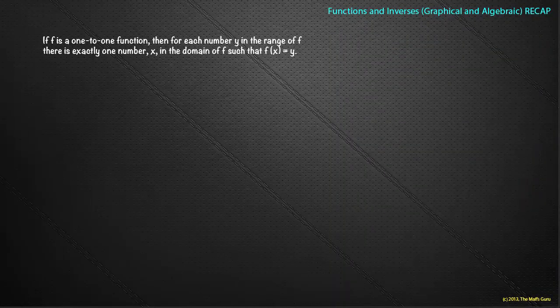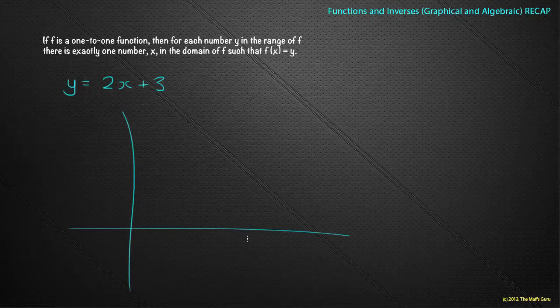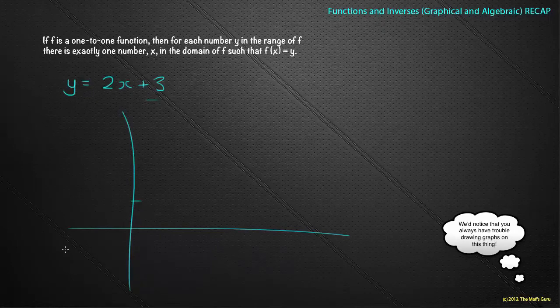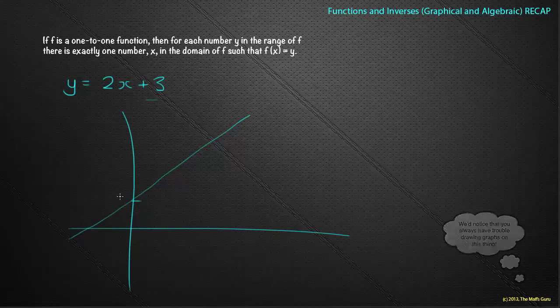Now, a one-to-one function is defined as: for each number y in the range of f, there is exactly one number x in the domain of f such that f of x equals y. Again, if it is a one-to-one function, then it will have an inverse. So that's quite important. As a quick example, if we look at y equals 2x plus 3 and draw a quick sketch, what would we notice? Well, it would have an intercept of 3 and a positive gradient. So we're looking at something like this. That's a value of 3.